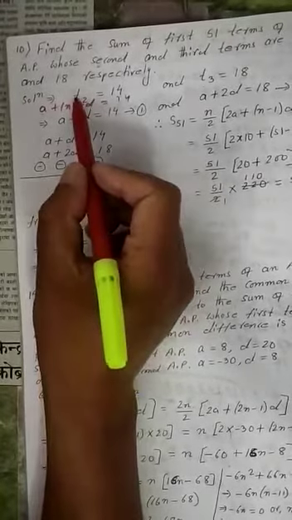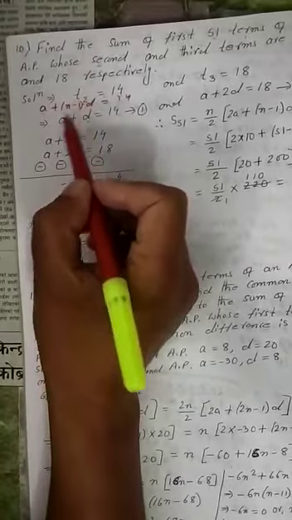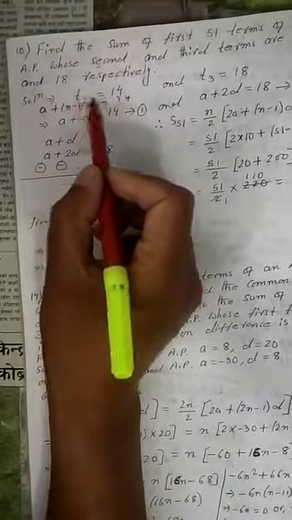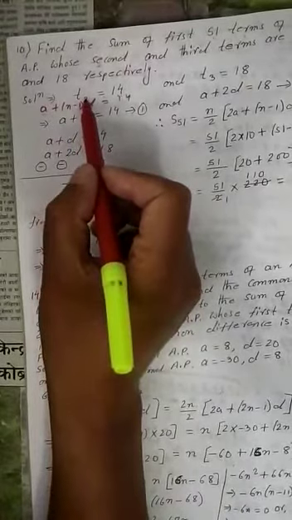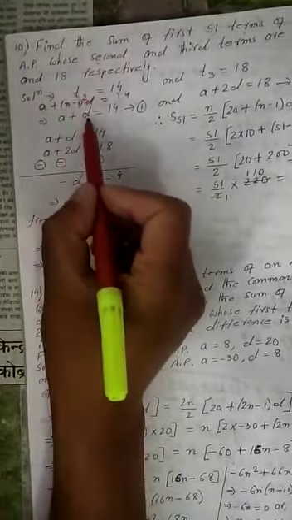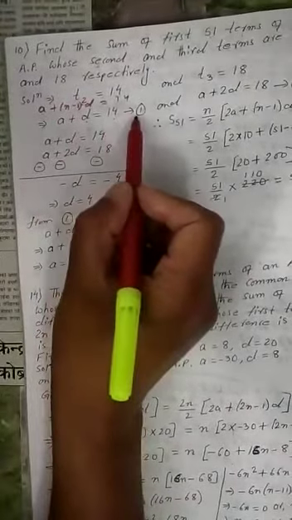So now if T2 is given to you, you can directly write A plus D, 2 minus 1 is 1. If T3 is given to you, you can write A plus 2D, 1 less. If T10 is given to you, then you can write A plus 9D. So A plus D is equal to 14. This is equation number 1.